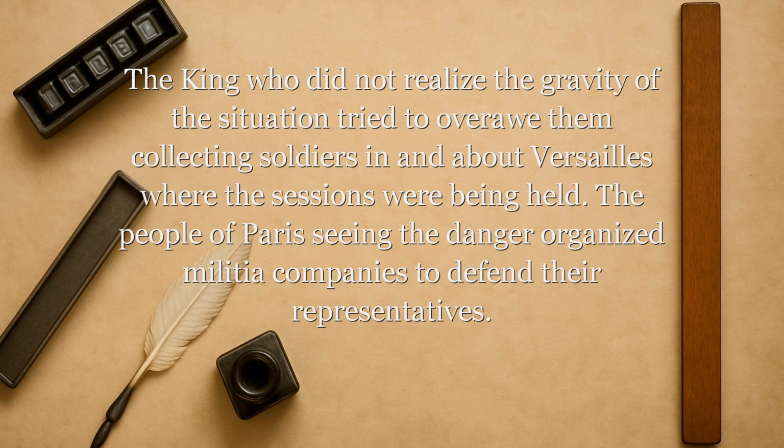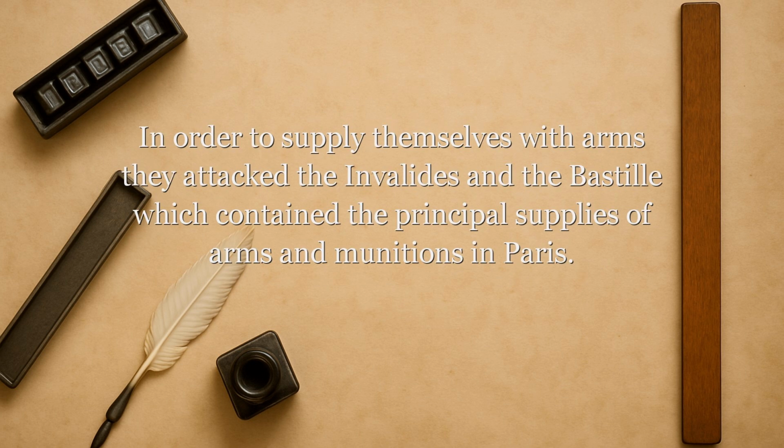The people of Paris, seeing the danger, organized militia companies to defend their representatives. In order to supply themselves with arms, they attacked the Invalides and the Bastille, which contained the principal supplies of arms and munitions in Paris.